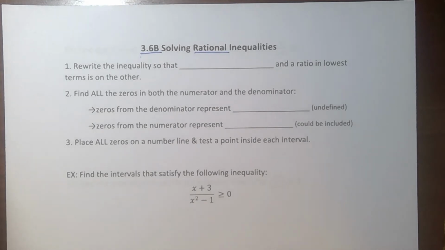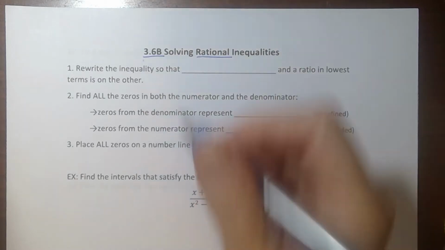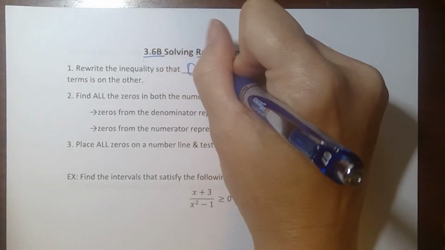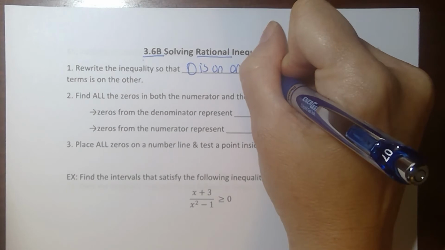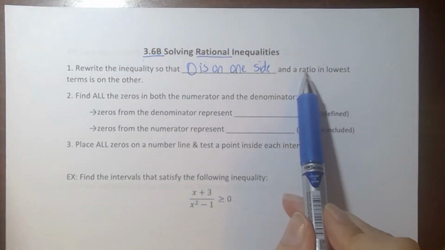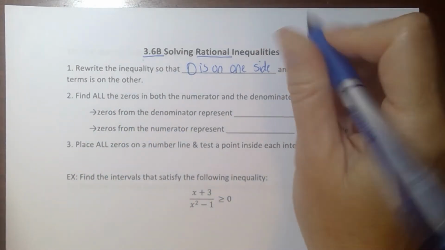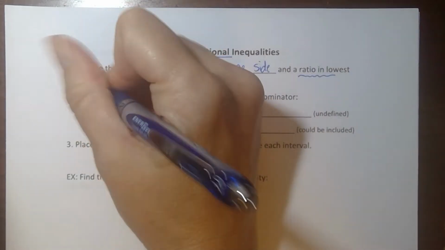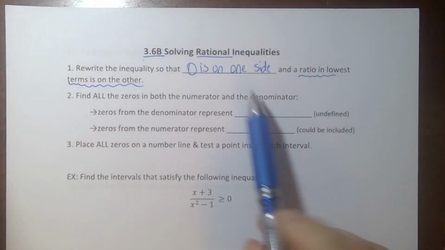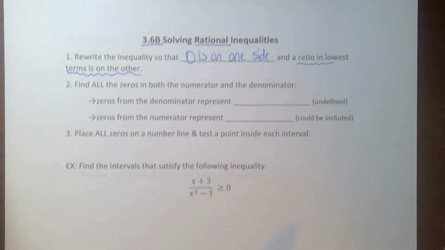Okay, so our three basic steps for solving these inequalities. First, we're going to write the inequality so that 0 is on one side. So we set it to 0, just like we did with polynomial inequalities. We want to make sure we have a single ratio in lowest terms on the other side. Now this is new because we didn't have ratios with our polynomial inequalities, but we're going to want to make sure that we've got it set to 0. For example, right here, our first example, set to 0, a single ratio, and that single ratio is in lowest terms on the other side.